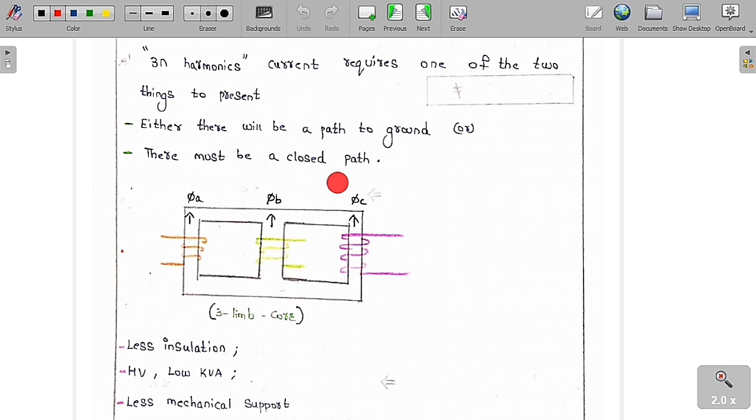So whenever there is a path to ground or a closed loop, definitely we can say that 3n harmonics are going to be present. If there is a path to ground, definitely 3n harmonics are going to be present, or if there is any closed loop, definitely 3n harmonics are going to be present. This is a blind rule you have to remember. Whenever there is any path to ground, definitely 3n harmonics are going to be present. If there is any closed loop, then also 3n harmonics are going to be present.